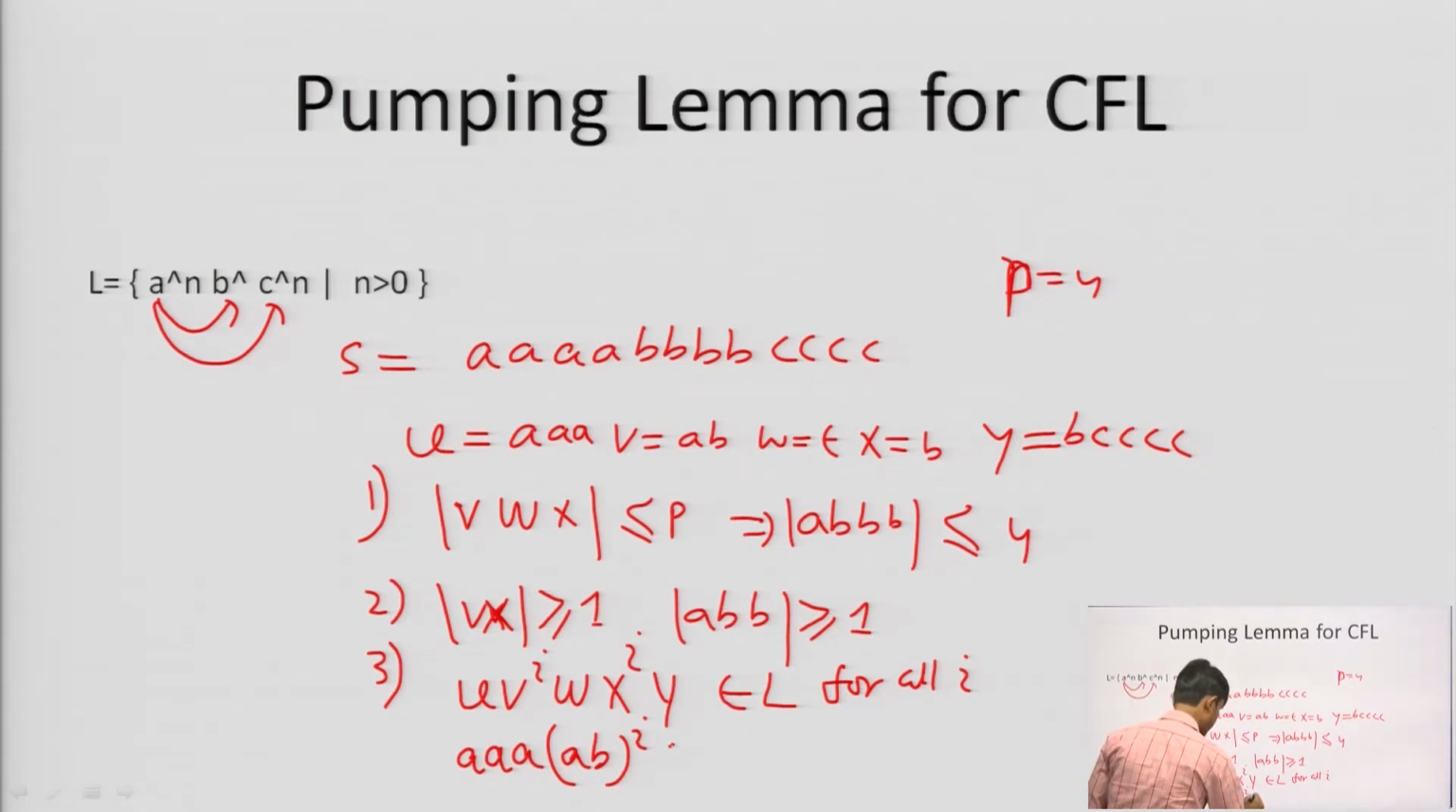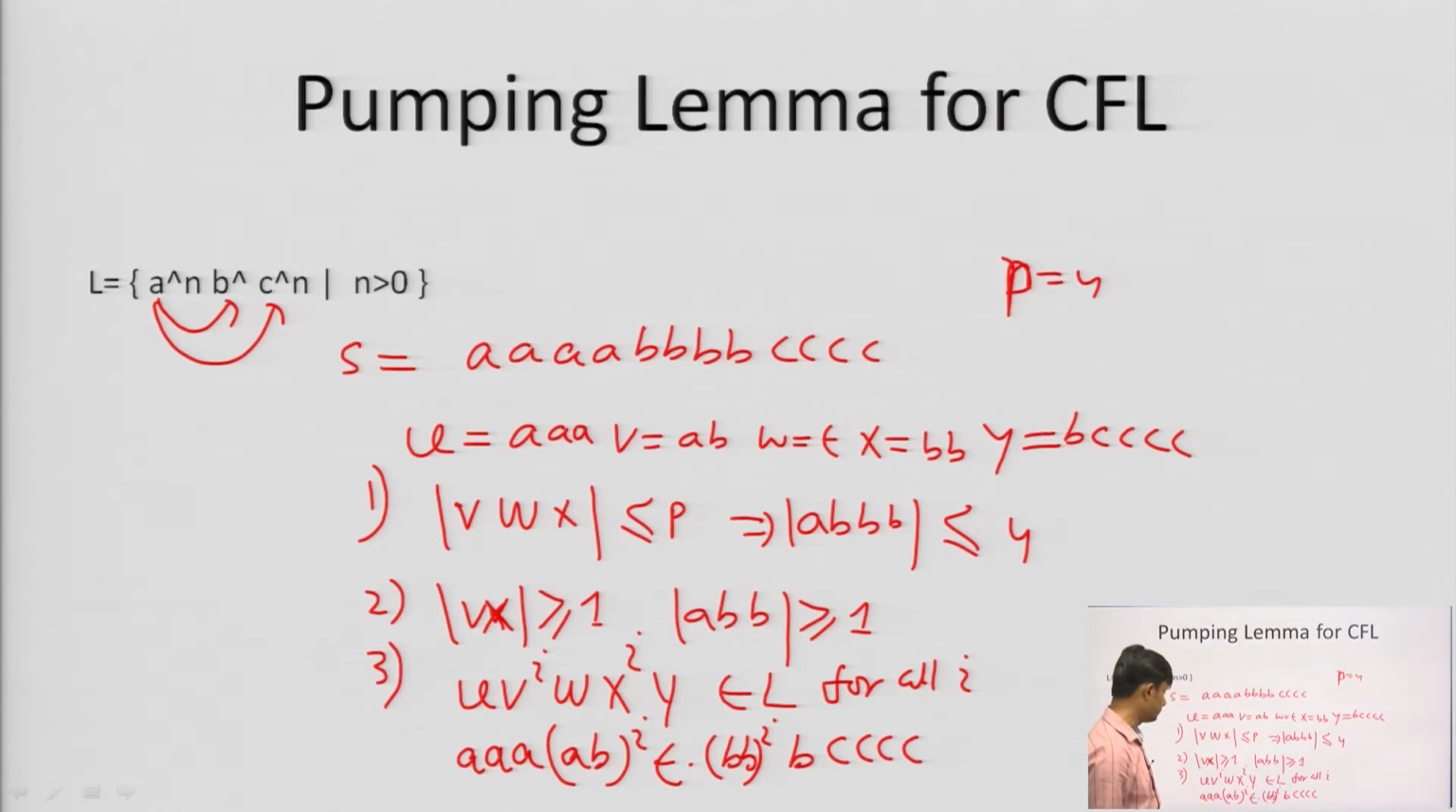w is epsilon and x is b to the power i, b b. This is double b to the power i and this is b c c c. Now we got triple a, b to the power i, then epsilon, w is epsilon, then b b to the power i, then b c c.